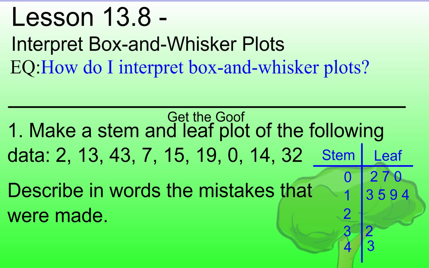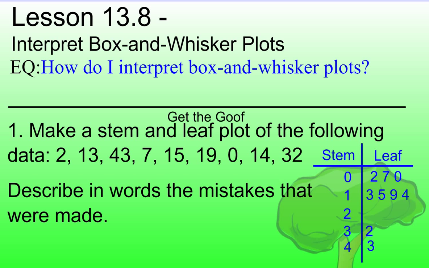In this lesson, we'll be making and interpreting box and whisker plots. This intro question says, how do I interpret box and whisker plots? Down below in the Get the Goof, we have a stem and leaf problem from the last lesson. It says, make a stem and leaf plot of the following data. Describe in words the mistakes that were made.